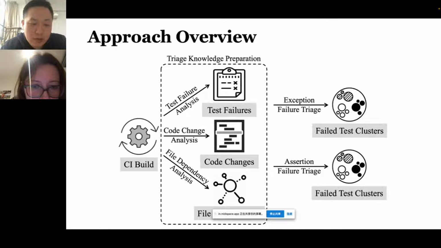It first prepares triage knowledge by analyzing the build log, the project source code, and the code changes from previous builds. Based on the triage knowledge, it then uses different strategies to triage exception failures and assertion failures. We develop a pipeline of 3 strategies based on complexity of code changes, change-aware stack tree similarity, and exception message similarity for exception failure triage, and a pipeline of 2 strategies based on complexity of code changes and change-aware test code similarity for assertion failure triage.